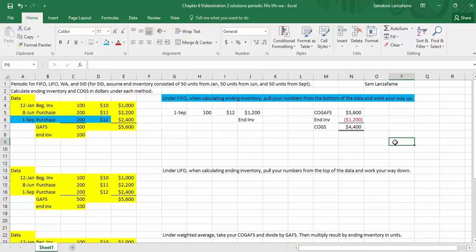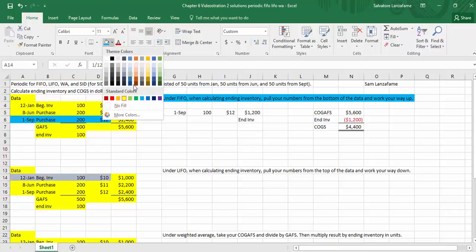LIFO is going to be exactly the opposite. It says under LIFO, when calculating ending inventory, pull your numbers from the top of the data and work your way down. So again, I want to acknowledge that there's 100 units in inventory. So let's go ahead and figure this one out. I'm going to start at the top and work my way down, so I want the first 100 that I see from the top.